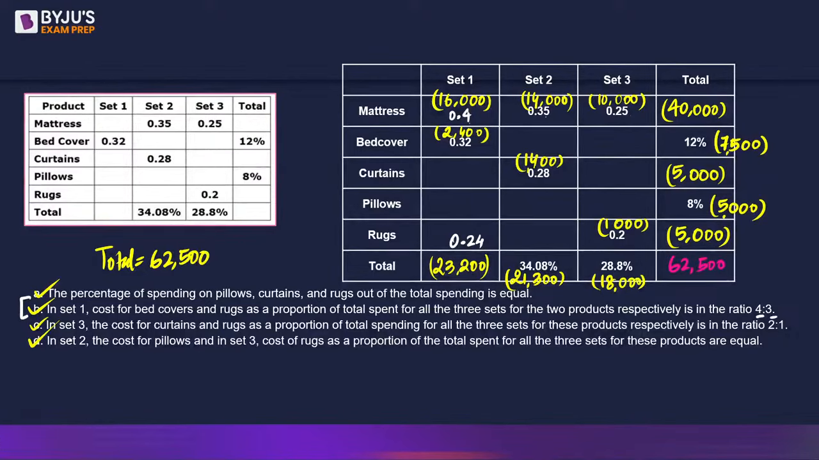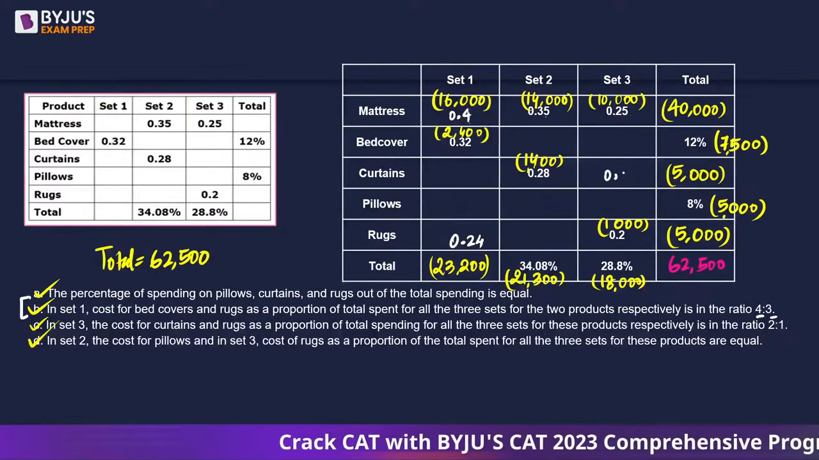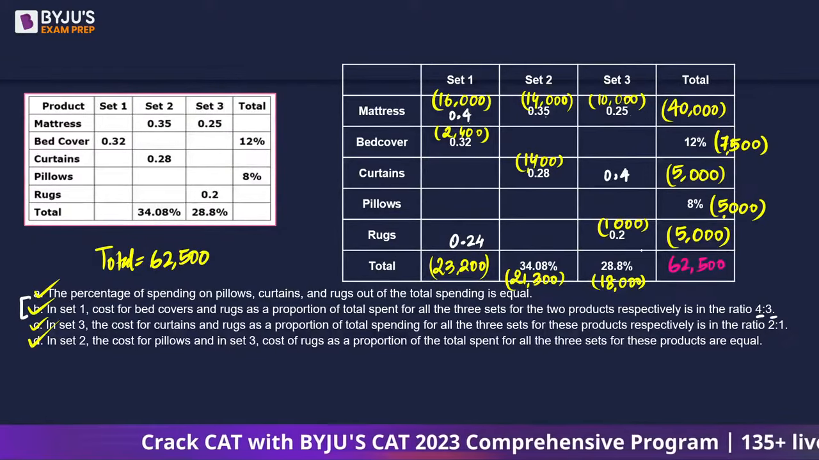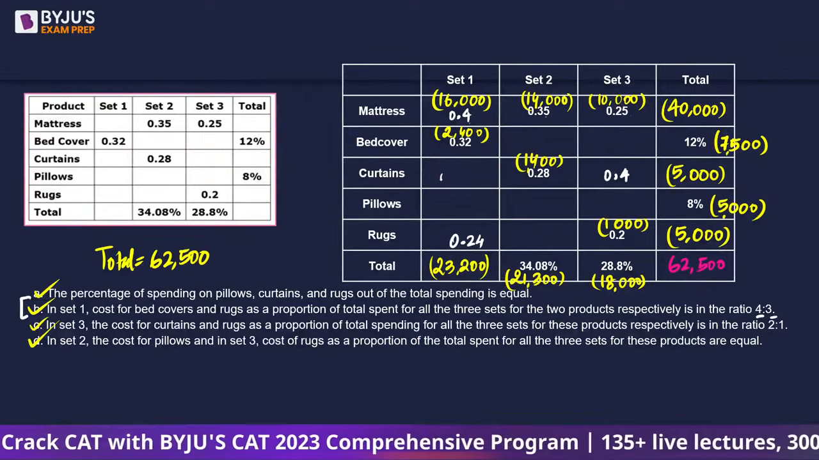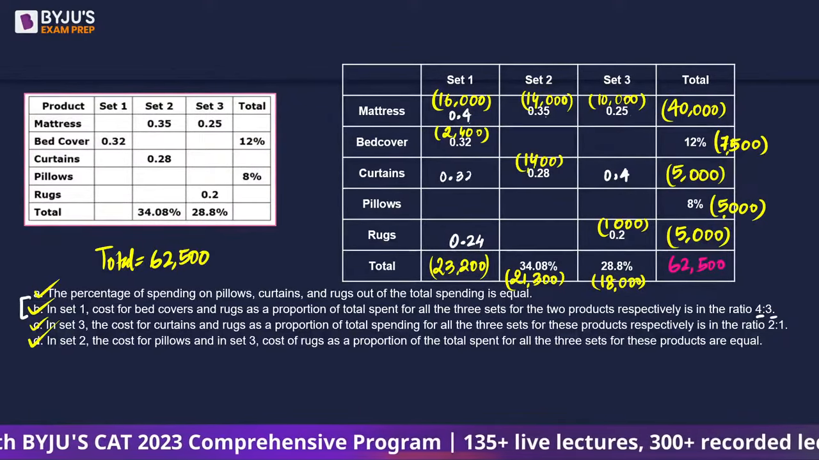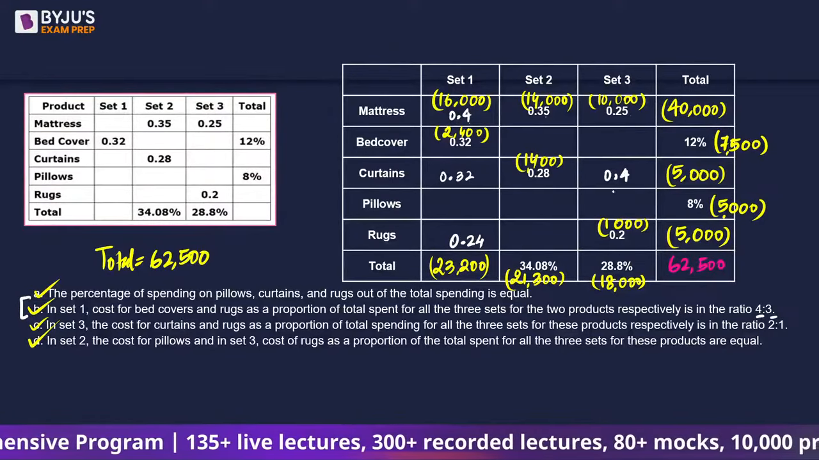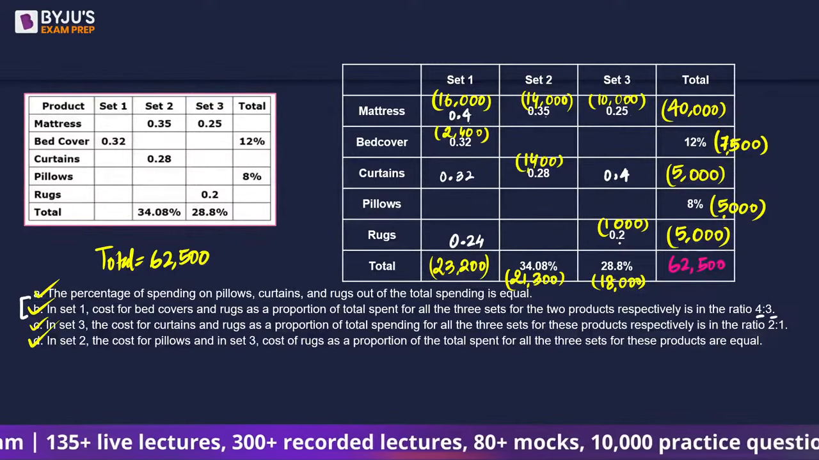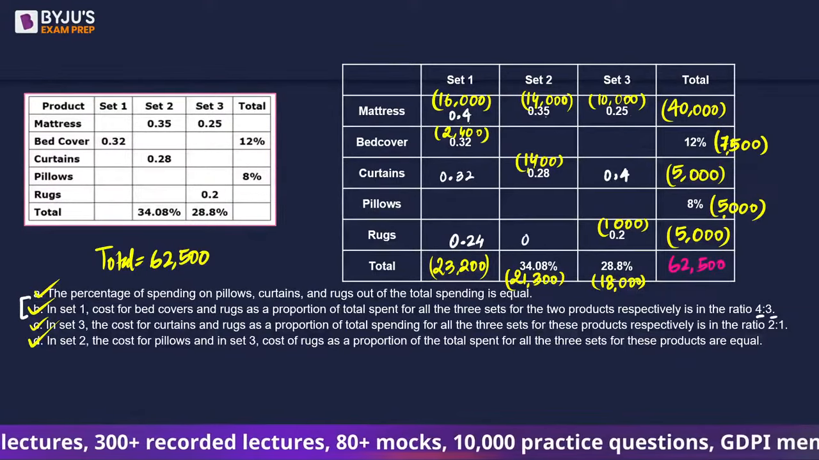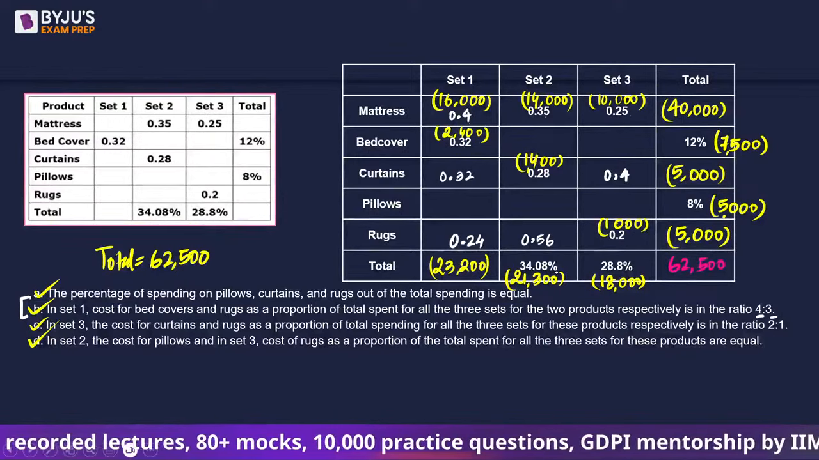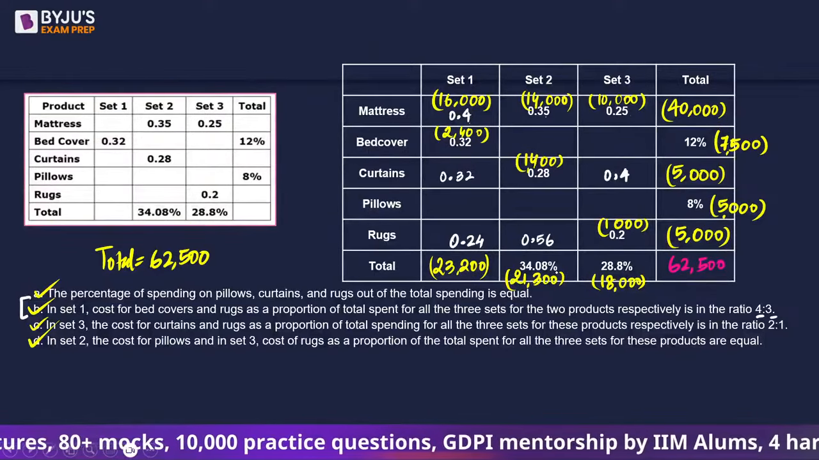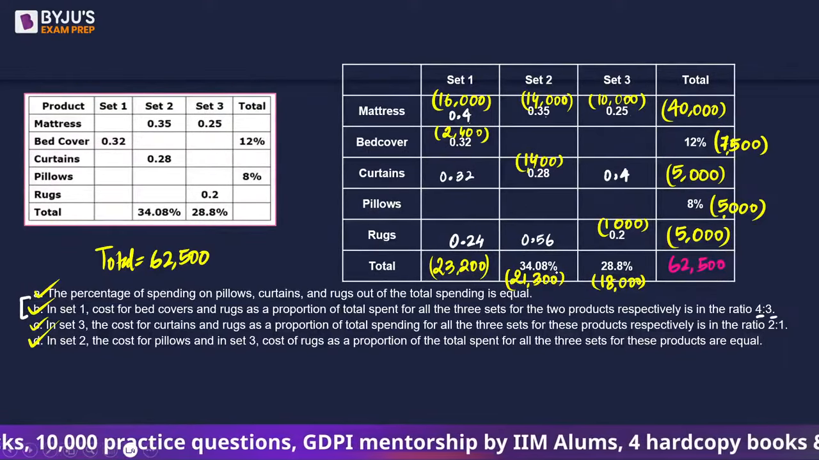Let's complete set 3 also. In set 3, the cost for curtains and rugs, they are in the ratio 2:1. So if this is 0.2, this is going to be 0.4. Now 0.28, 0.4, this is going to be 0.32, right? 0.32 plus 0.28 plus 0.4 is 1. 0.24 plus 0.2 is 0.44. So this is going to be 0.56. Okay. So done with B and C.